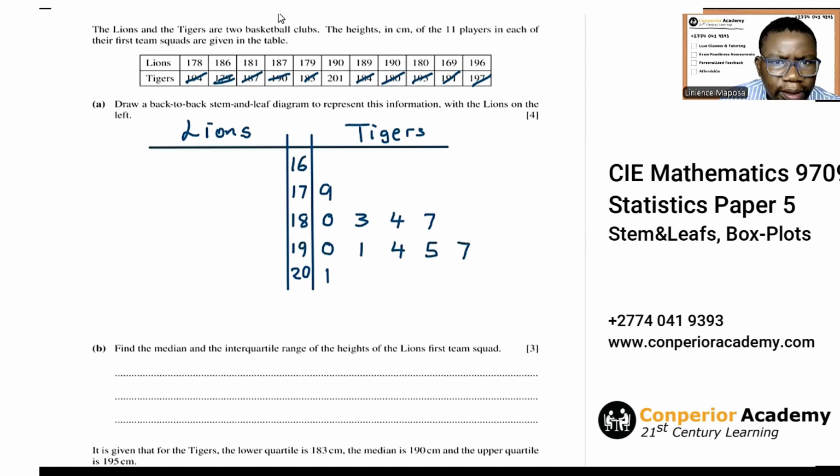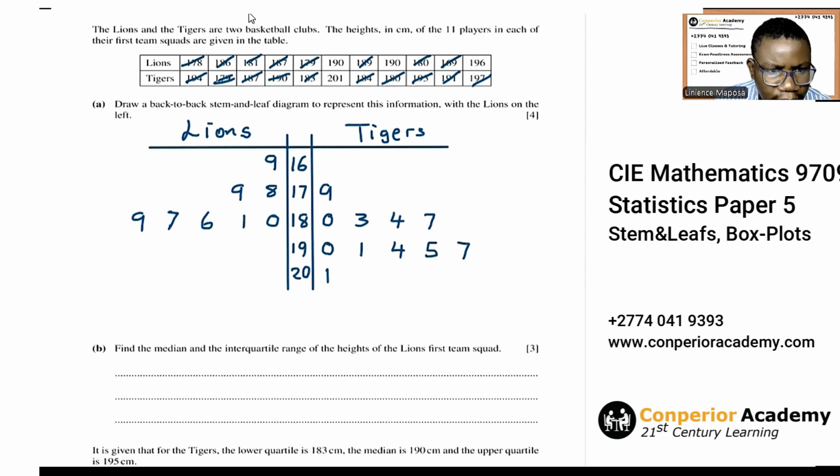Okay, is that the smallest value? No, there's 169. So I start with 169, I write 169. So that is this value. Then I go to the 170s. So in the 170s, I have 178. So I write 8 nicely in columns. And then I have 179. So then I write 9. After 179, you go to the 80s, 186. And then I have 187. And then I have 189.